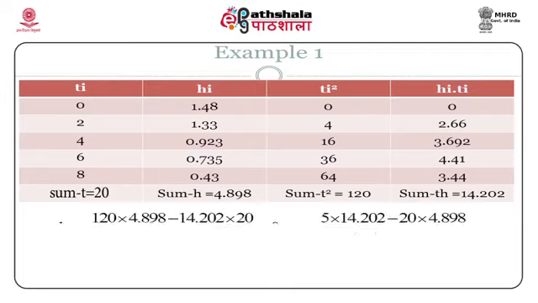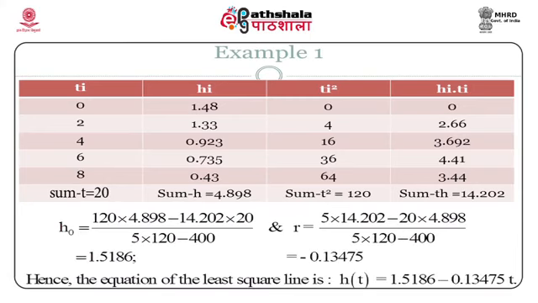Now putting these values in the formula, I get h0 in that format. So 120 into 4.898 minus 14.202 into 20, divided by 5 into 120 minus 400, and on simplification I will get 1.5186. Similarly r I will get as 5 into 14.202 minus 20 into 4.898, and 5 into 120 minus 400 in the denominator. So that gives me minus 0.13475. Hence the equation of the least square line I get as h(t) equal to 1.5186 minus 0.13475t.